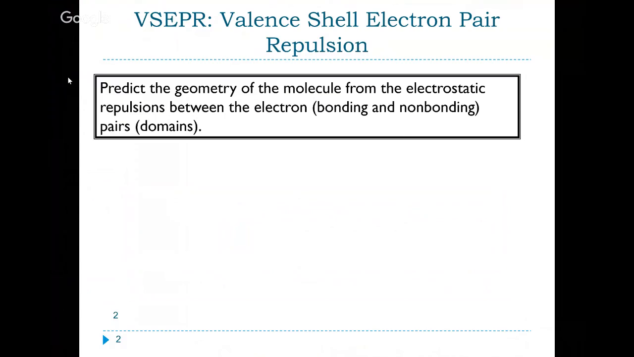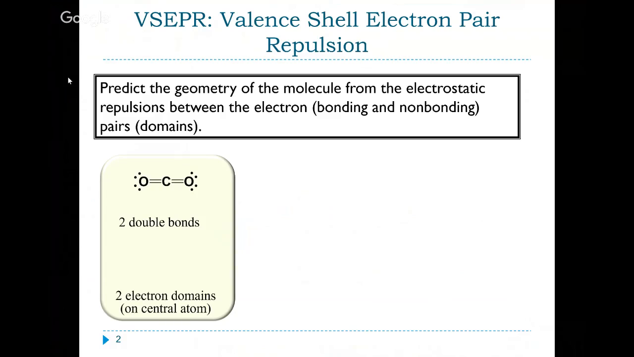This is looking at the fact that we can predict the geometry of the molecule due to the fact that there are repulsions between electrons, both bonding and non-bonding. We call these types of pairs domains. For example, in carbon dioxide, we have two double bonds, which means two electron domains. Even though it's a double bond, we don't count it as four individual bonds, because double bonds are in the same place that a single bond would be, and the same thing applies for a triple bond.